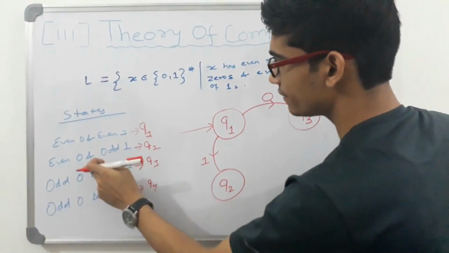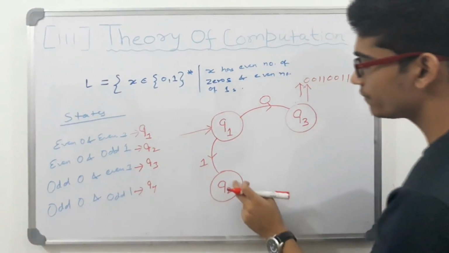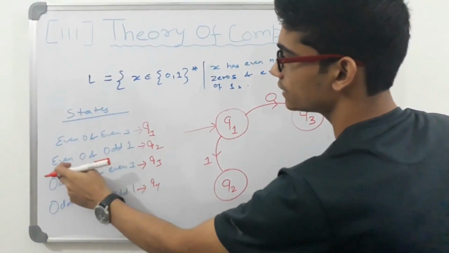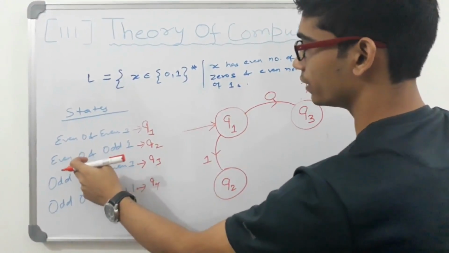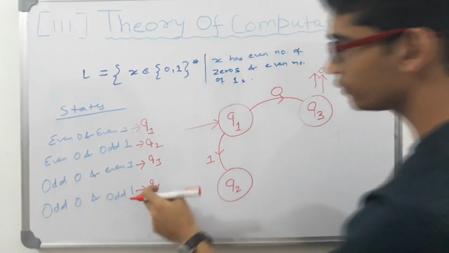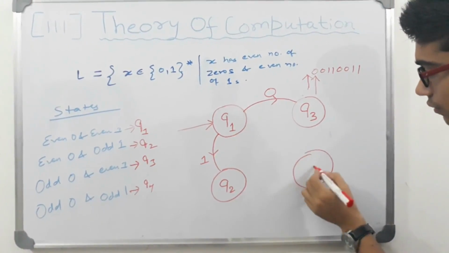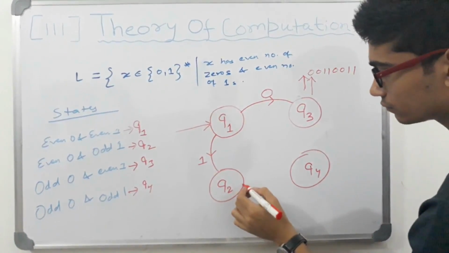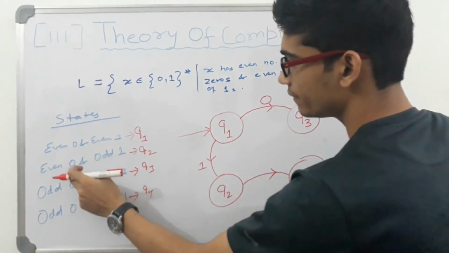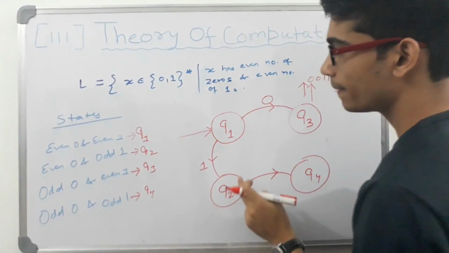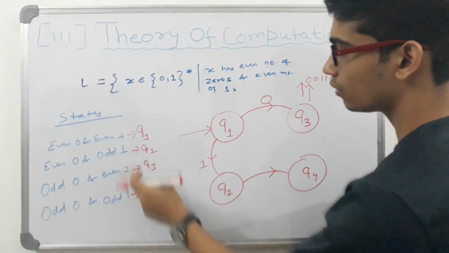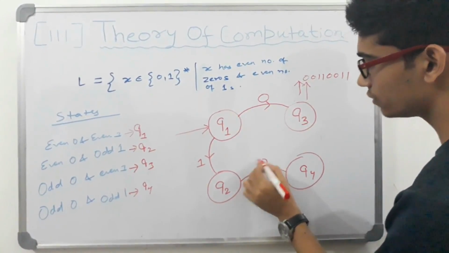See, q2 is having even 0 and odd 1. Now if we encounter a 0 here, what will this be? This will be odd 0. So we have odd 0 and odd 1, which will go to q4. Again, q2 is having even 0, and when we encounter a 0, the number of 0s will be odd, so we'll go to odd 0 and odd 1. Okay, so we have seen a 0, we went there.